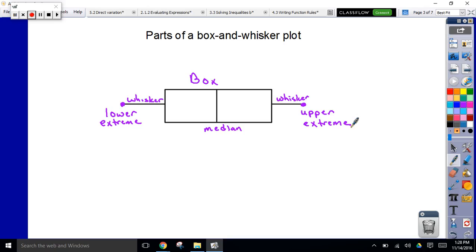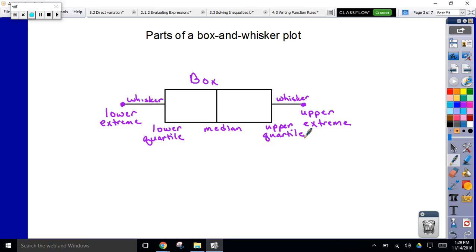The numbers represented by the sides of the box are special numbers too. This one is called the lower quartile. And we'll talk about what the lower quartile means in a minute. Lower quartile is basically we're taking the bottom half of the data from the median to the left, and we're finding the middle of that set of data. So it's like the median of the bottom part of the data. This line is for the upper quartile. The upper quartile is if we take all the data from the median up to the highest, it's the middle number in that half of the data. And we'll take a look at an example. You'll get to see how this works.